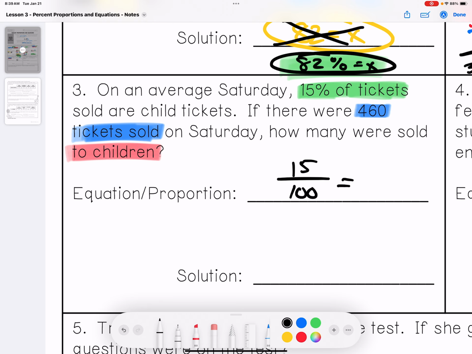It's not always going to be. If there were 460 tickets sold, do you think that's total or part? How many were sold to children? Do you think that's total or part? That's part because there are still adults. So the children is the part. So that's what x is going to be. Let me change that. And the whole is going to be 460.